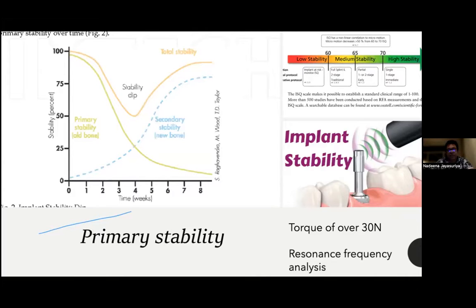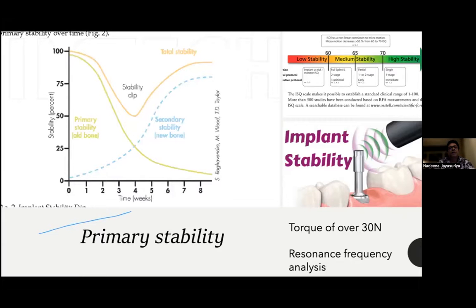So a very important concept is primary stability. Again, that's a topic of its own, but just understand it's very important. Now, this graph shows that as soon as we put an implant, it will have good stability around it because it is reasonably tight with the bone.